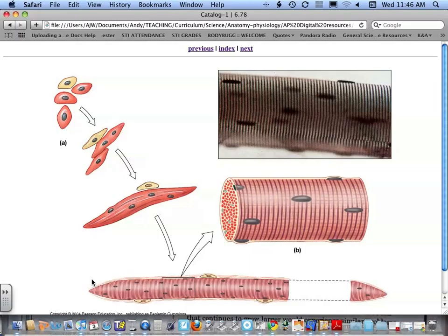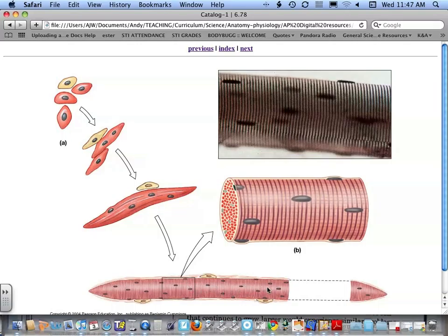But I want to point out, this cell is very, very long, and remember we learned that a cell, if it gets too big, its DNA has a hard time keeping up. Well, one way God has designed us, in this case, is to make a cell with many, many nuclei. Want to see all the different nuclei?